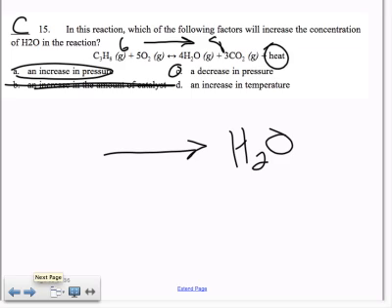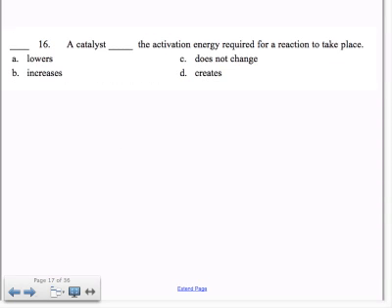Increasing the temperature, since heat is on the right, increasing temperature would shift it to the left. A catalyst lowers the activation energy required.